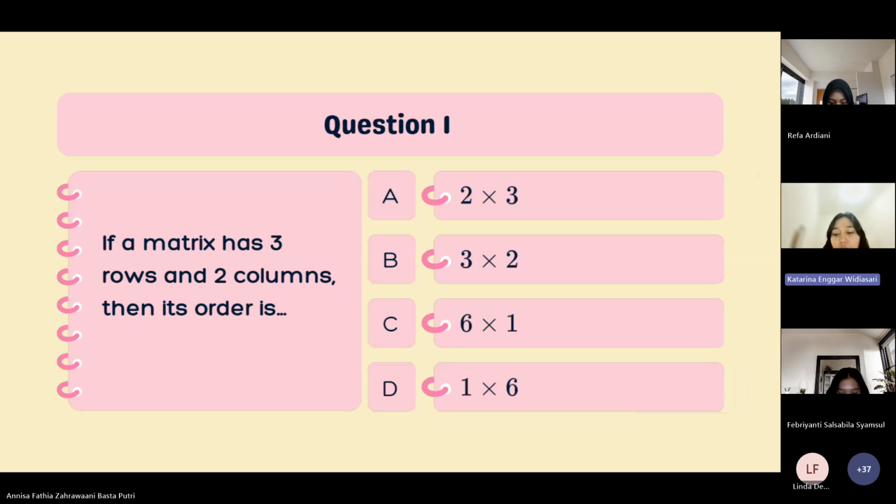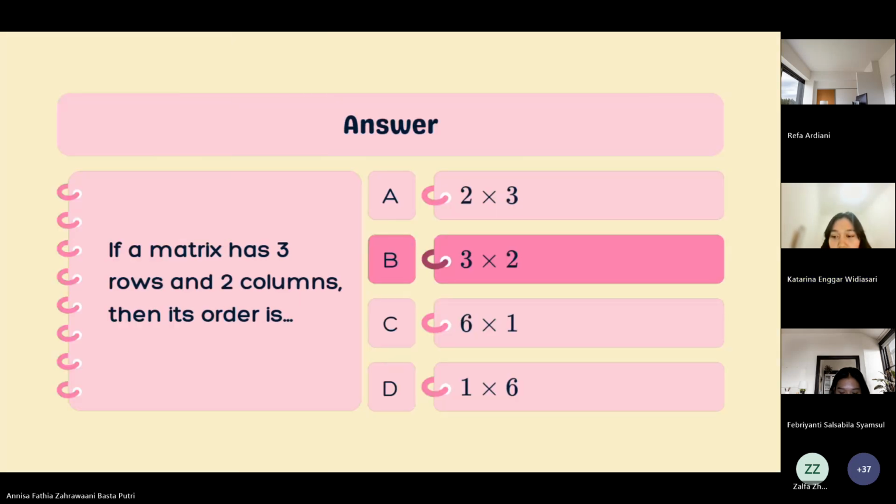Question number one: if a matrix has 3 rows and 2 columns, then its order is... Selva, what's your answer? The answer is B, 3 multiplied by 2. Okay, next slide. The answer is right, it is 3 multiplied by 2. Thank you, Selva.